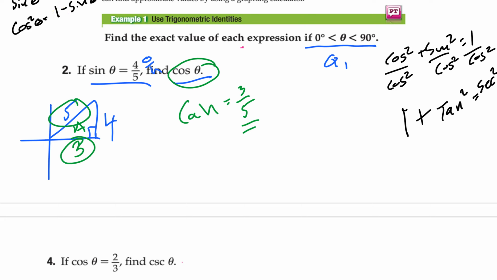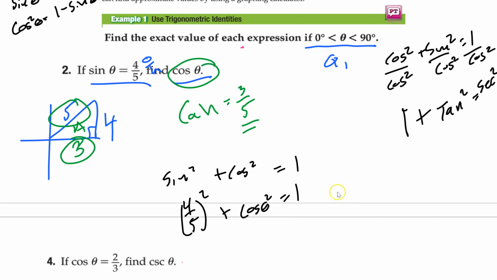You can also do it using the trig identity, the most famous one, of course. Sine squared plus cosine squared equals 1. Sine is 4/5 squared. We want to know what cosine is. So this one just involves more mathematics. So I get 4 squared over 5 squared, which is 16 over 25, plus cosine squared equals 1. Subtract this from both sides.